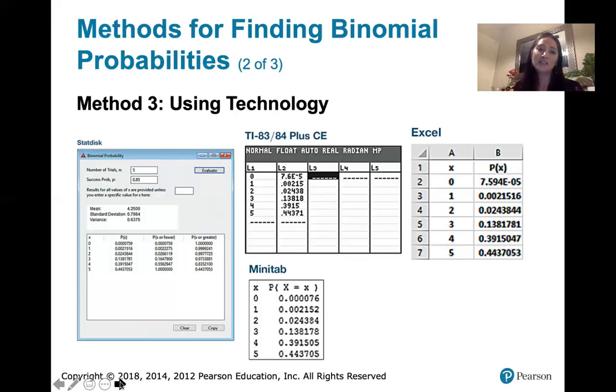Now, when it comes to using technology, I know that many students have a TI-83 or 84 Plus. You are welcome to use those on the exam. I'm not going to show you how to use them. Instead, I'm going to show you how to use Excel.